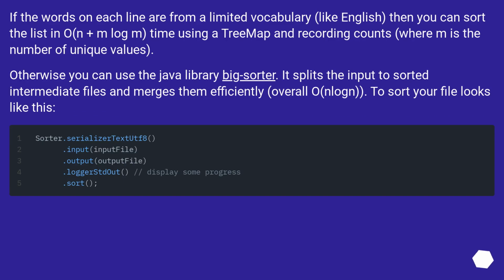If the words on each line are from a limited vocabulary, like English, then you can sort the list in O(n + m log m) time using a tree map and recording counts, where m is the number of unique values. Otherwise you can use the Java library Big Sorter. It splits the input into sorted intermediate files and merges them efficiently. To sort your file, it looks like this.